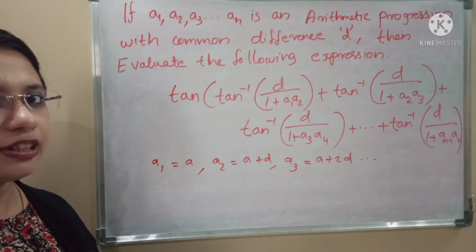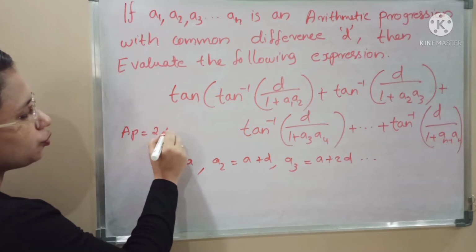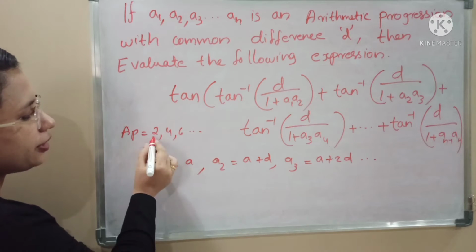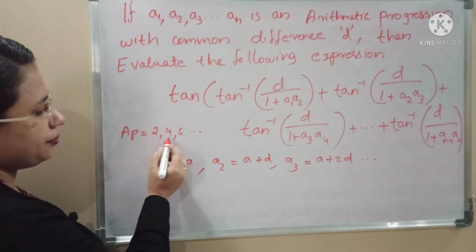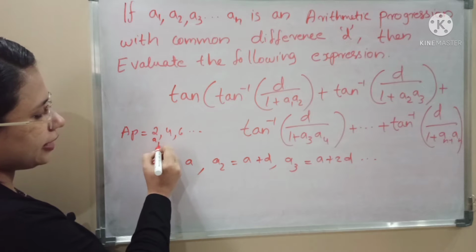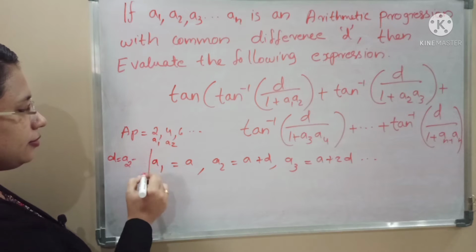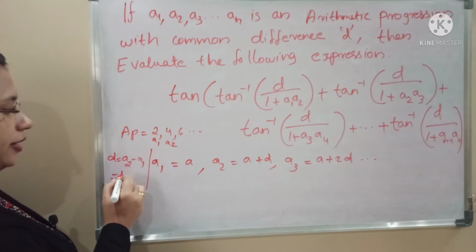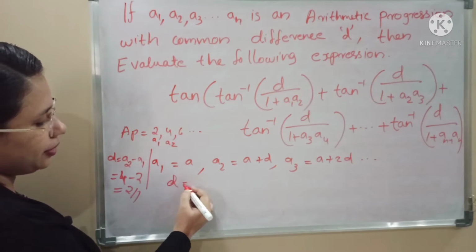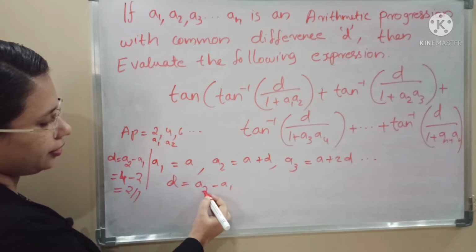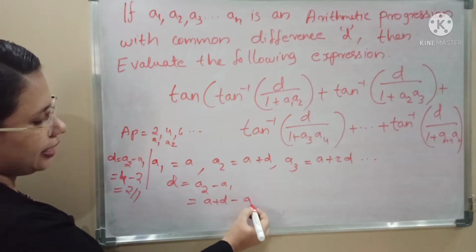How are we finding the common difference of an AP? Suppose we have the AP 2, 4, 6, etc. Then the common difference of two terms in an AP will be, suppose this is A1, this is A2, then D will be A2 minus A1, that is 4 minus 2, that is 2. Clear? Similarly, here D will be equal to A2 minus A1. So A2 is A plus D minus A1 is A.